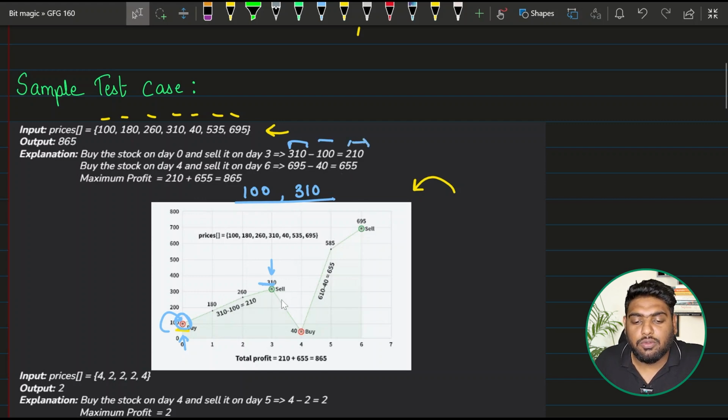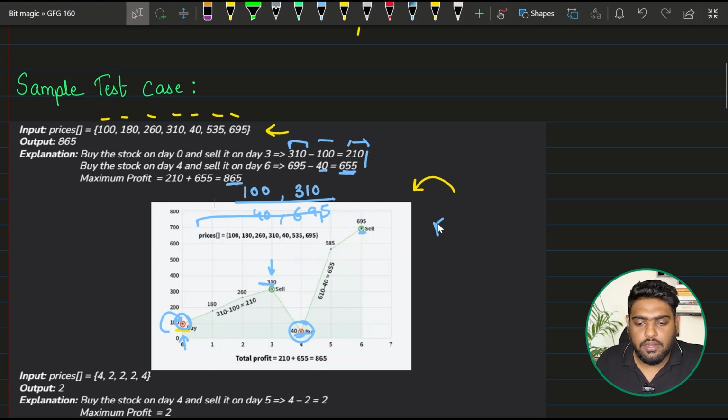Now the next time you're going to buy your stock, again it would be at a dip, right? So here you can see at the fourth day, you have your stock going down to 40. Immediately you saw that your stock is falling down, and after that it is going to rise. Then you bought at 40, and then you sold at the peak again, that was 695. So once you do 695 minus 40, you have made the profit of 655. What was the total profit that you made in all of these days? You add these two, you get 865 as your total profit.